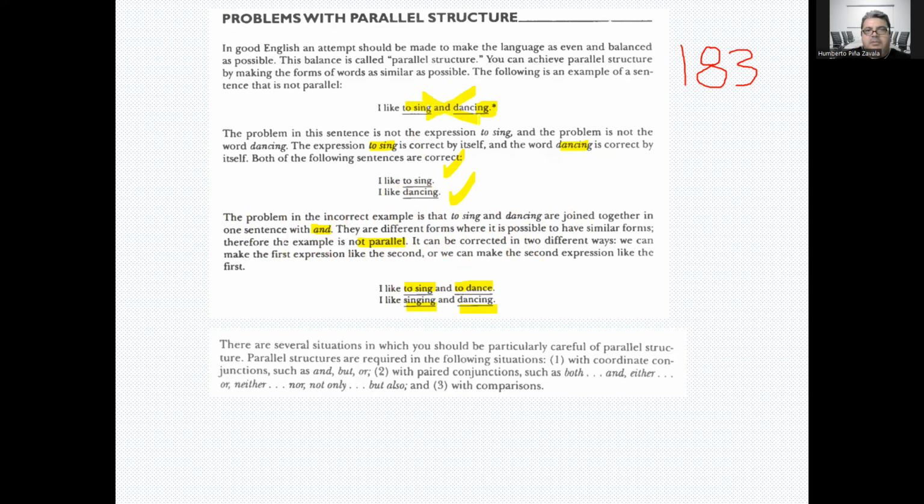This is not parallel, right? So if you have the infinitive form, then you go with that. If you have the ing form, then you do that, both parts. There are several situations in which you should be particularly careful of parallel structure. Parallel structures are required in the following situations.